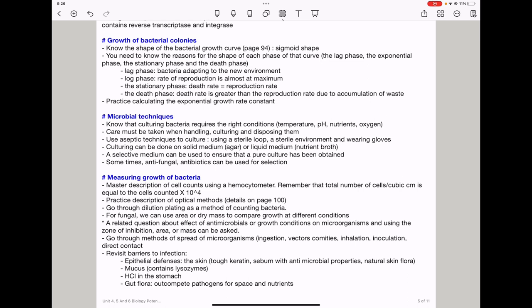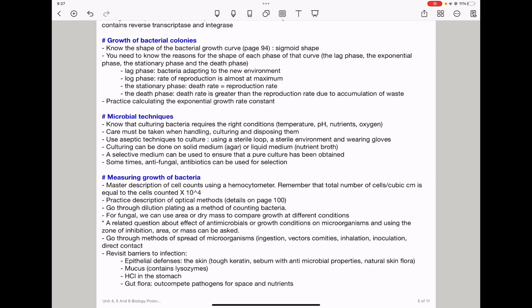Please revisit barriers to infection, like surfaces or epithelial defenses, including the skin. Remember, the skin has tough keratin that is hard to penetrate, so many microorganisms are blocked out from entering into our bodies. And also our skin produces sebum, which has antimicrobial properties. We also have natural skin flora that compete with the pathogens for space and nutrients in order to prevent us from getting infection.